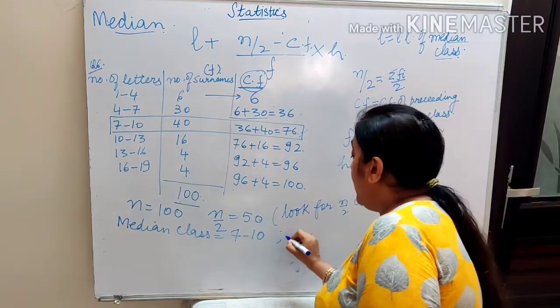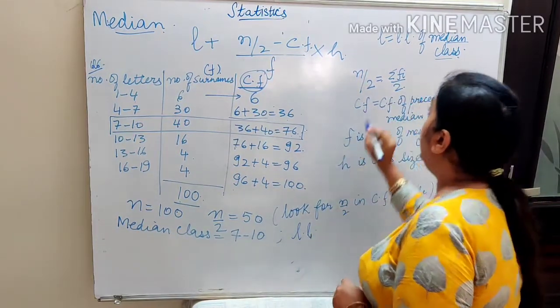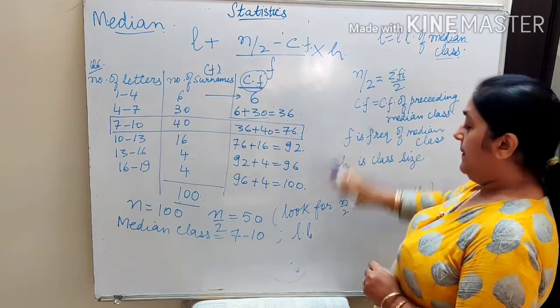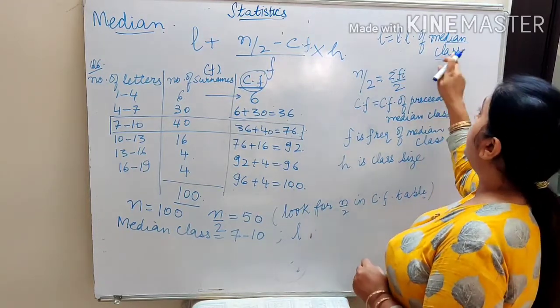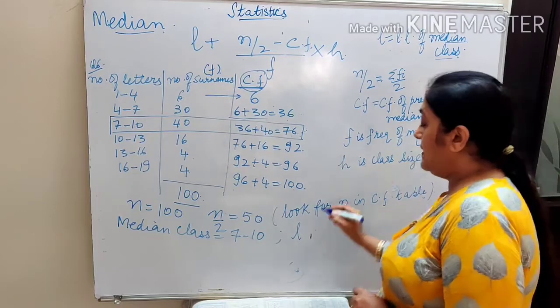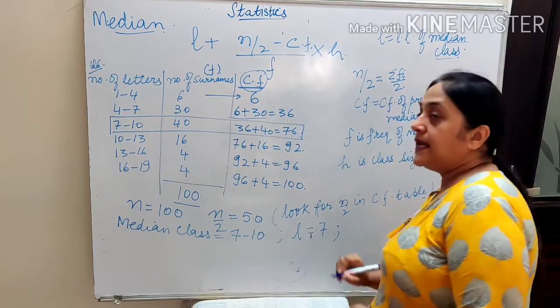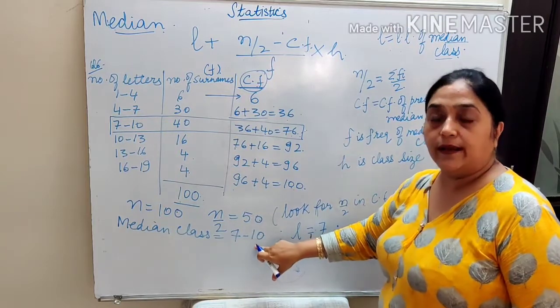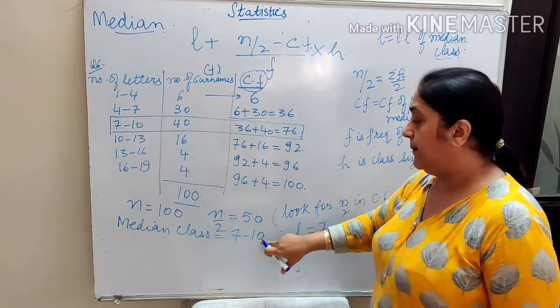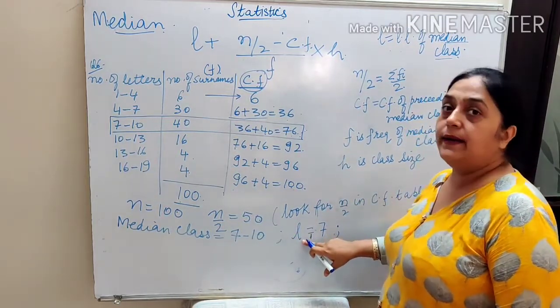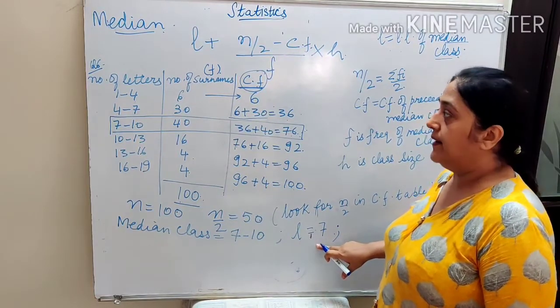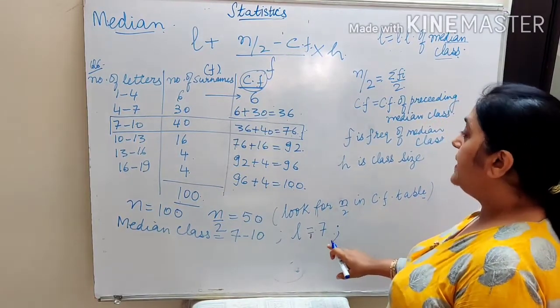So what will be my lower limit? What I said, lower limit L. L is the lower limit of median class. So my L comes out to be 7. Please check it out, 7 to 10. Lower limit is 7, upper limit is 10. So my lower limit comes out to be 7. Right? Now lower limit is 7.